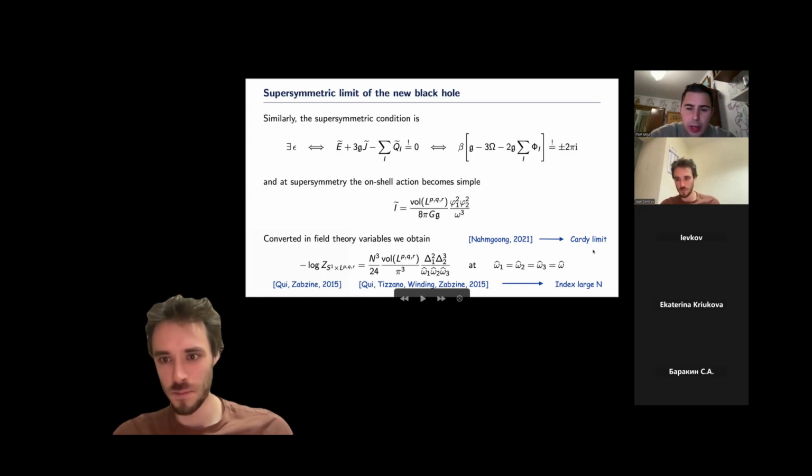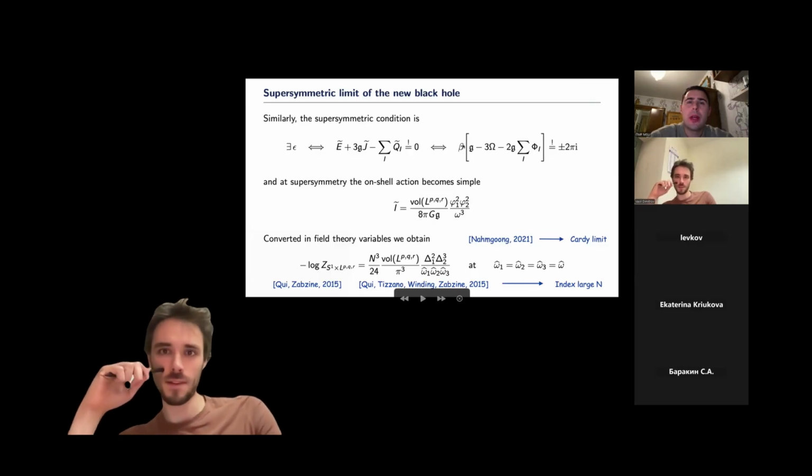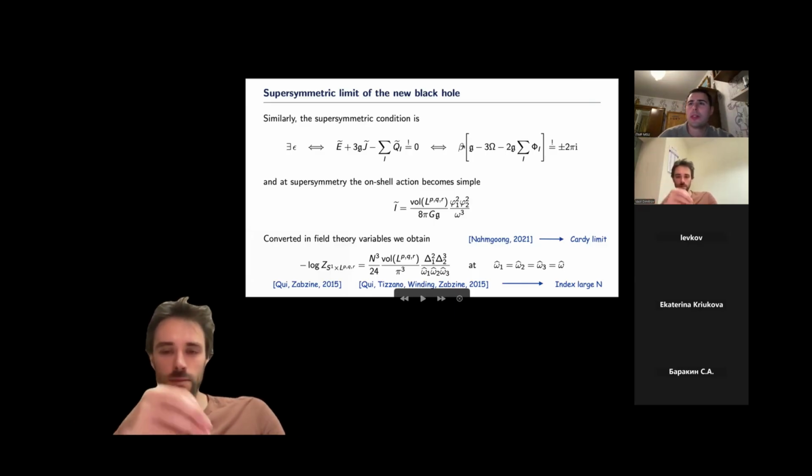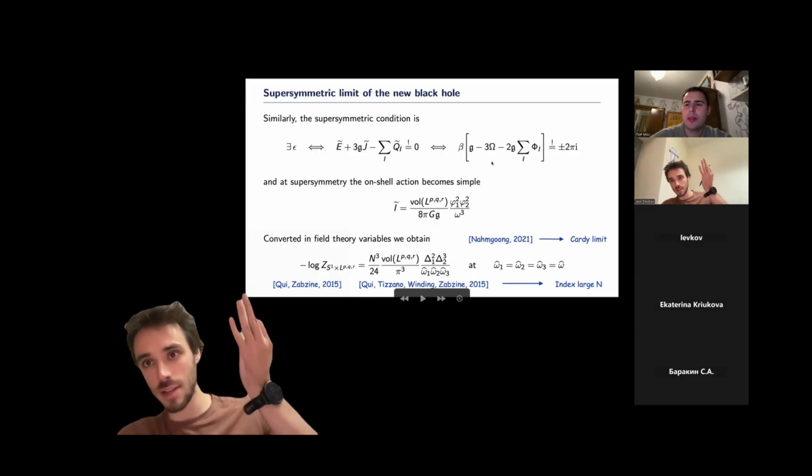Okay, so I have several questions and comments about constructing the solutions. First of all, those LPQR spaces, is it the same as lens spaces? LPQR is the kind of analog of lens spaces in 5D.